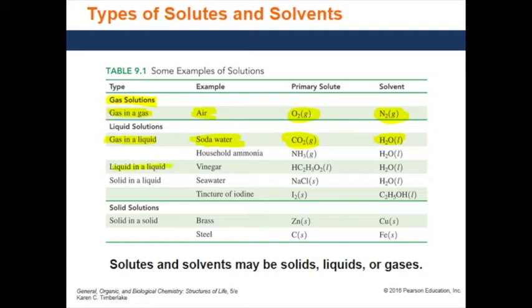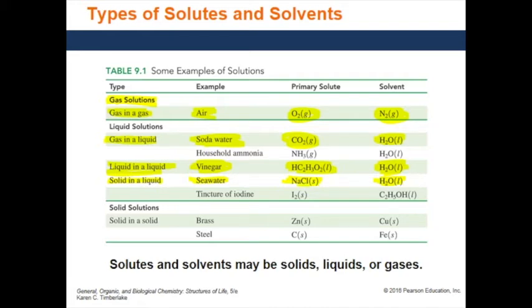Liquid in liquid, fairly simple: vinegar. Vinegar is basically acetic acid. This is the chemical formula for vinegar. So this is the solute mixed into water that gives us dilute vinegar that we can consume. So this is an example of liquid in liquid. Solid in liquid, one easy example is seawater, which is salt dissolved in water. So here water, being the larger amount, is the solvent, and NaCl is the solute.